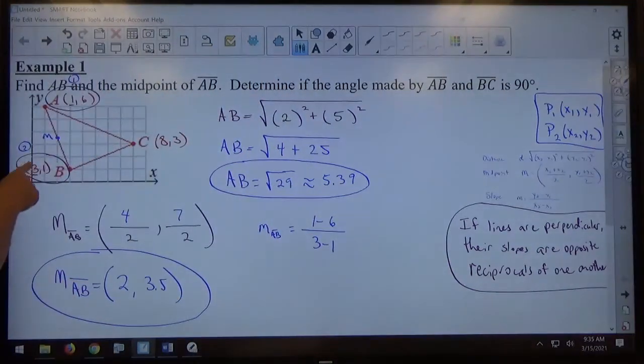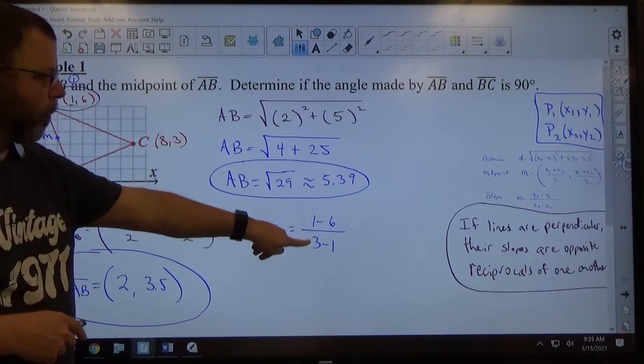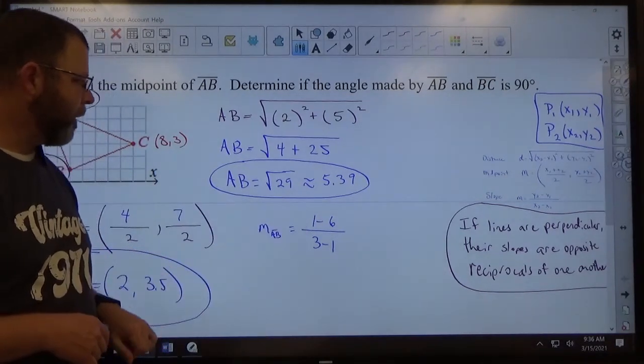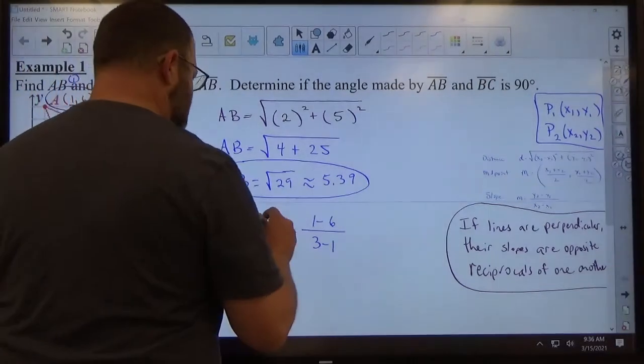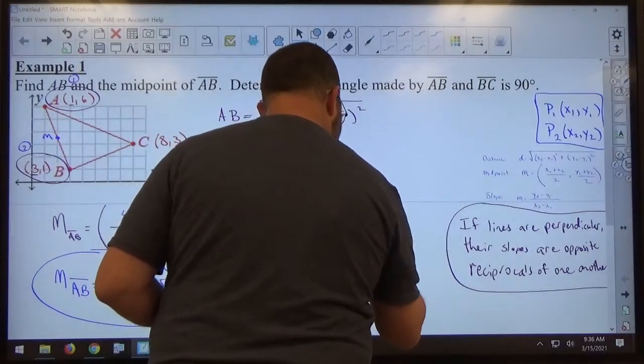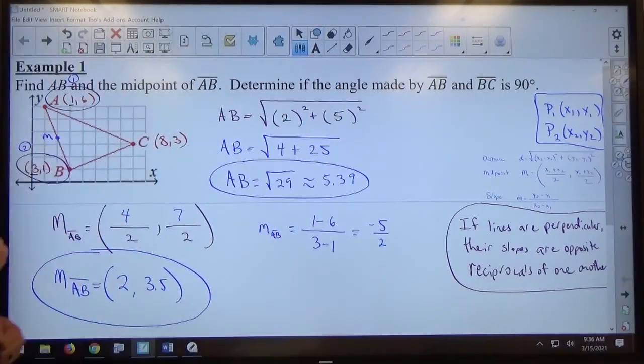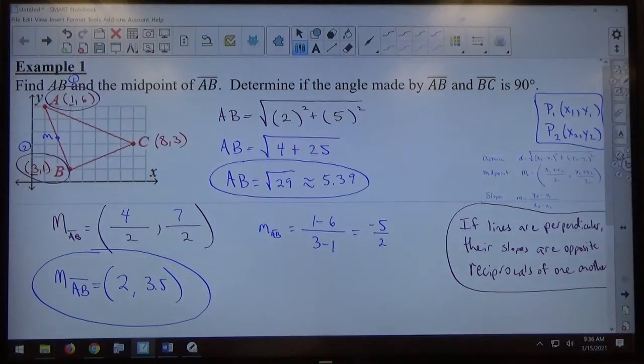So notice that the 3 and the 1 both came from point B, and the 3 and the 1 are both in front. And the 1 and the 6 both came from point A, and the 1 and the 6 are both in back. All right, so if I subtract, I'm going to get 1 minus 6 is negative 5, and 3 minus 1 is positive 2. So the slope of segment AB is negative 5 halves.